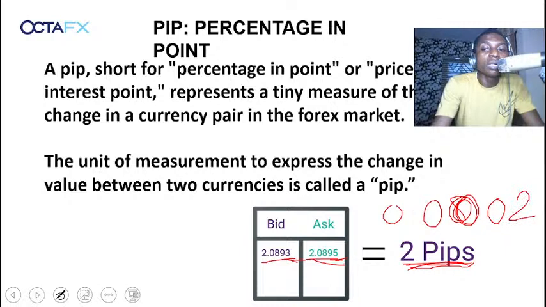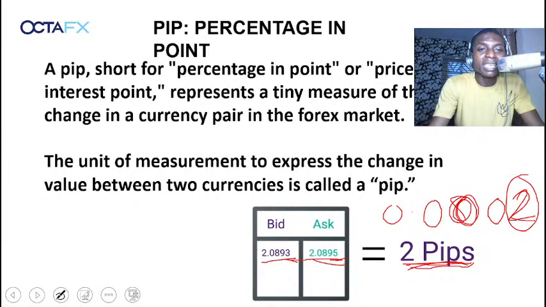0.02. Now, this we consider so much of the last number of a quoted price. That's what we consider so much. Now, that 2 is the pips, the unit of measurement that expresses the change in value of two currencies.